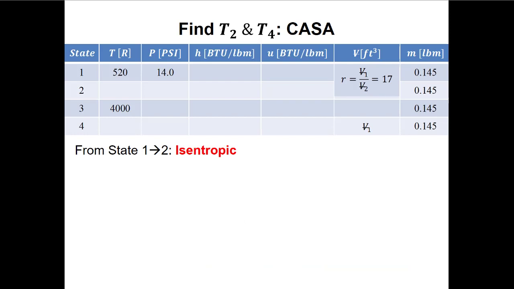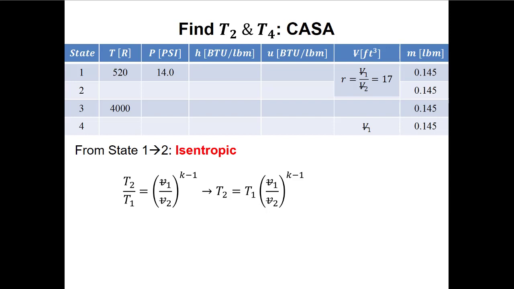Okay, so now I have symbolic solutions for all the parts of this problem, right? And what I want to be able to do is get values for all these temperatures so that I can just find the numerical values for all the parts of the problem. So I start with this process, right? I know everything at state 1. I have the temperature and I have the pressure.